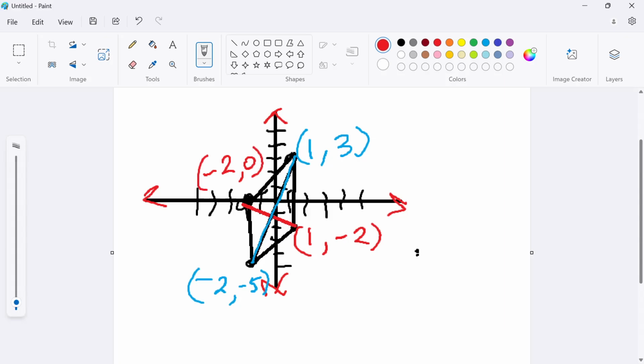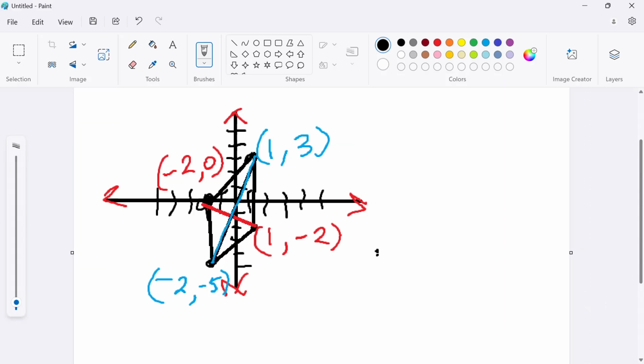Okay, so now I'm going to do the blue first. I want the midpoint formula. What is the midpoint formula? How do I find the midpoint of the blue line? Just take the x-coordinates, add them together, and divide it by 2. That's the x-coordinate of the midpoint. And then add the y-coordinates together and divide that by 2. That'll be the y-coordinate of the midpoint.